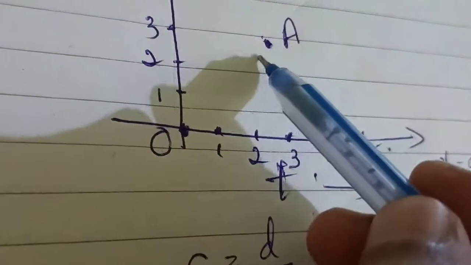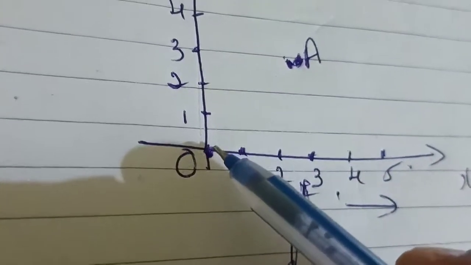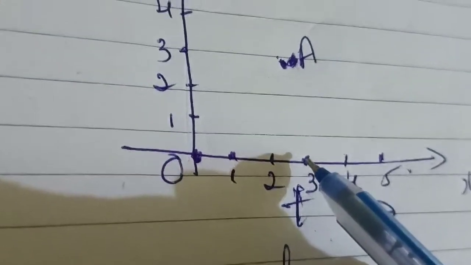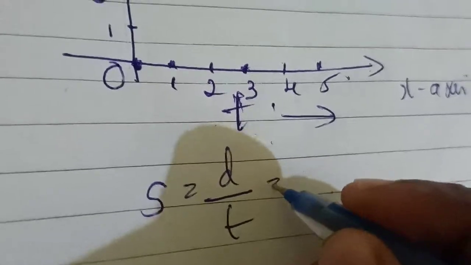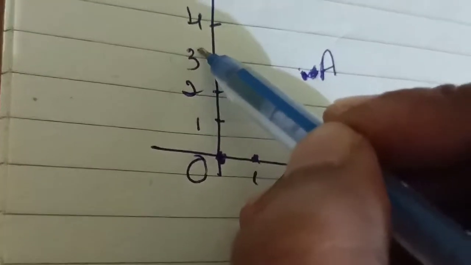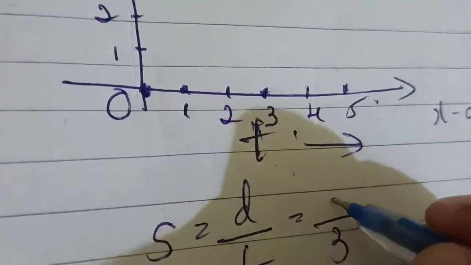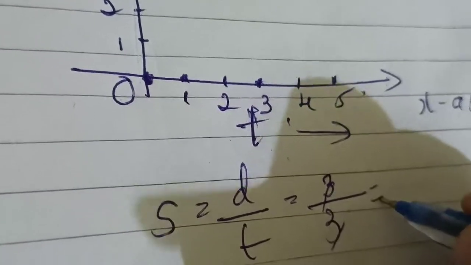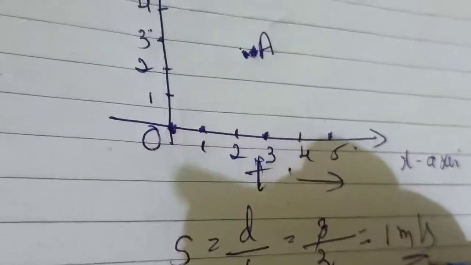At point A, what is the time covered? That is 3 seconds, isn't it? And what is the distance covered? 3 meters, isn't it? So if it gets cancelled, it means 1 meter per second. Your speed is 1 meter per second.